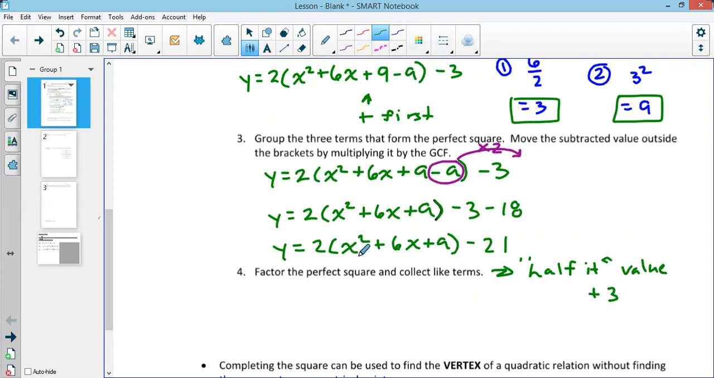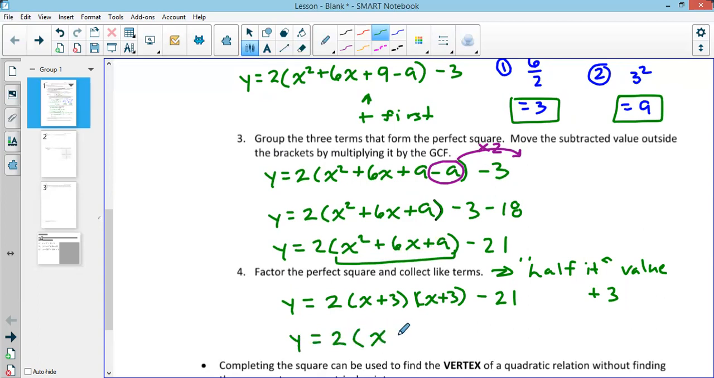So with our equation, inside the set of brackets here, we can simply have y is equal to 2, and instead of doing all the factoring, we can write x plus 3, minus 21 on the outside. We do this x plus 3 because we have that half value of 3. And we can simplify this to y equals 2 times x plus 3 squared minus 21. And there's going to be our equation in vertex form.